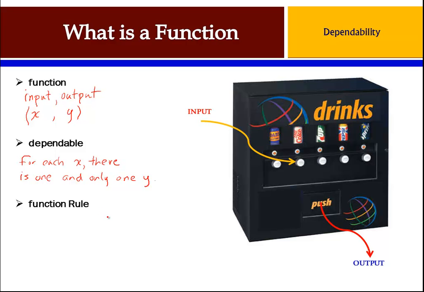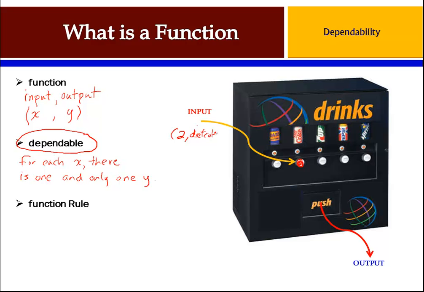The function rule will tell you what the operations are if you're talking about an algebraic type function. Or in the case of this drink machine, the rule is when you press a certain button, you get a certain output. Now here's where that input-output being dependable is important. You've got to have this dependability. For example, if a person walks up to this drink machine and selects button number 2 here, so their input's 2, the output that is expected, as you see here, is Diet Coke.